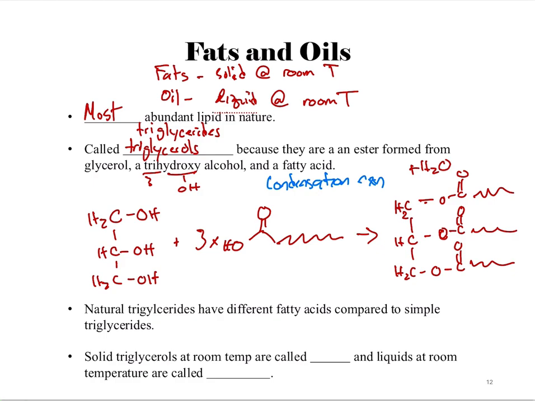And then this last one is what we talked about when we first started: solid triglycerols at room temperature are called what? This has to do with the saturation of the fatty acids, right? But these specific lipids are in the category of fats and oils, right? So we're talking in reference to fats and oils here. Solid ones are called what? Fats. And liquids at room temperature are called oils, right?